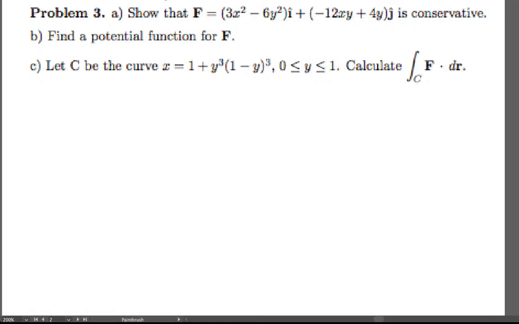So yeah. Okay, so first things first, show that F, with 3x squared minus 6y squared and this part here, is conservative. The way that you solve this is a pretty neat thing. You could use Green's theorem straight away, but what you can do is figure out the curl. So assume this here to be M, and assume this to be N.